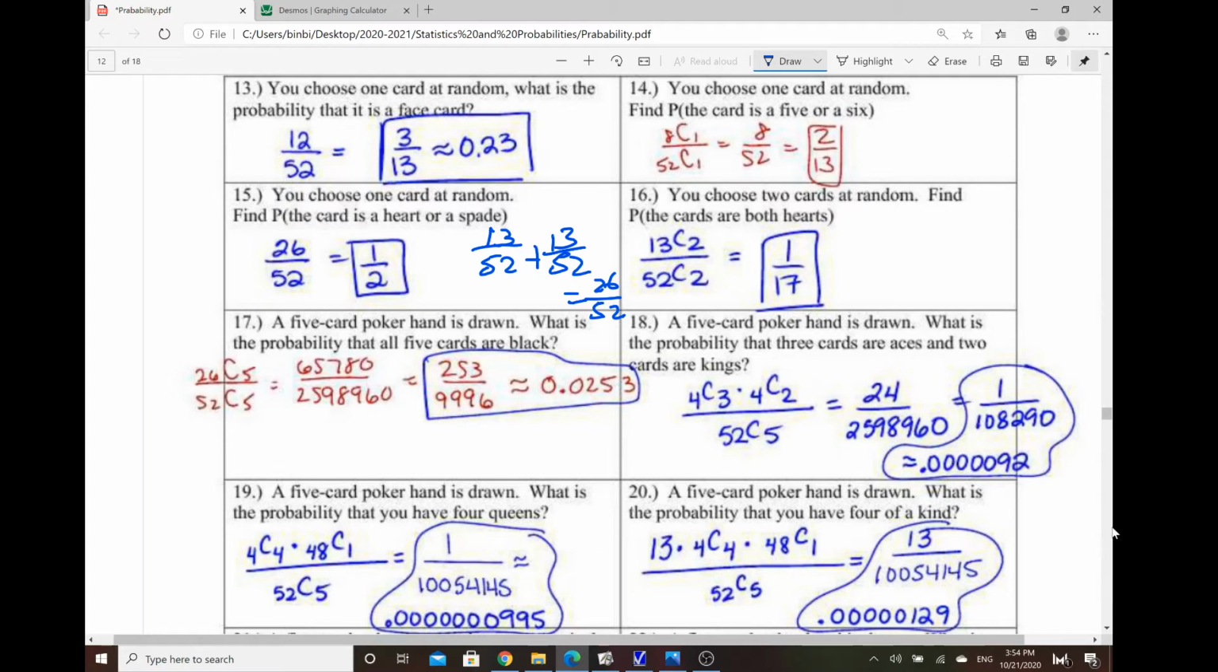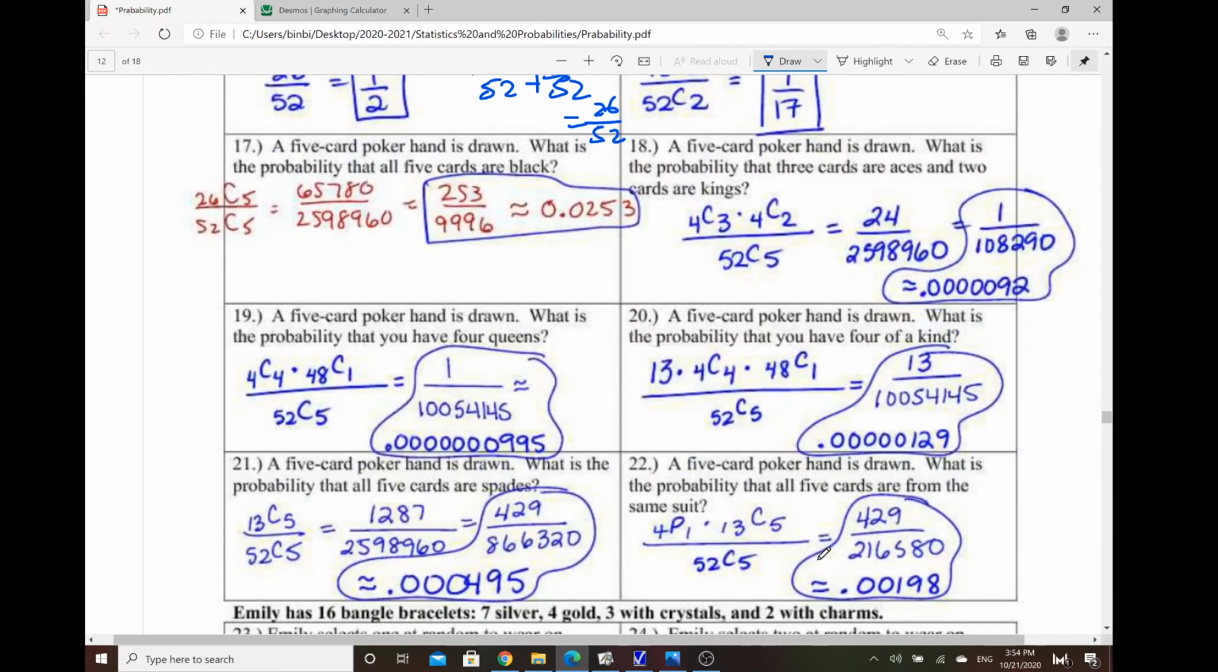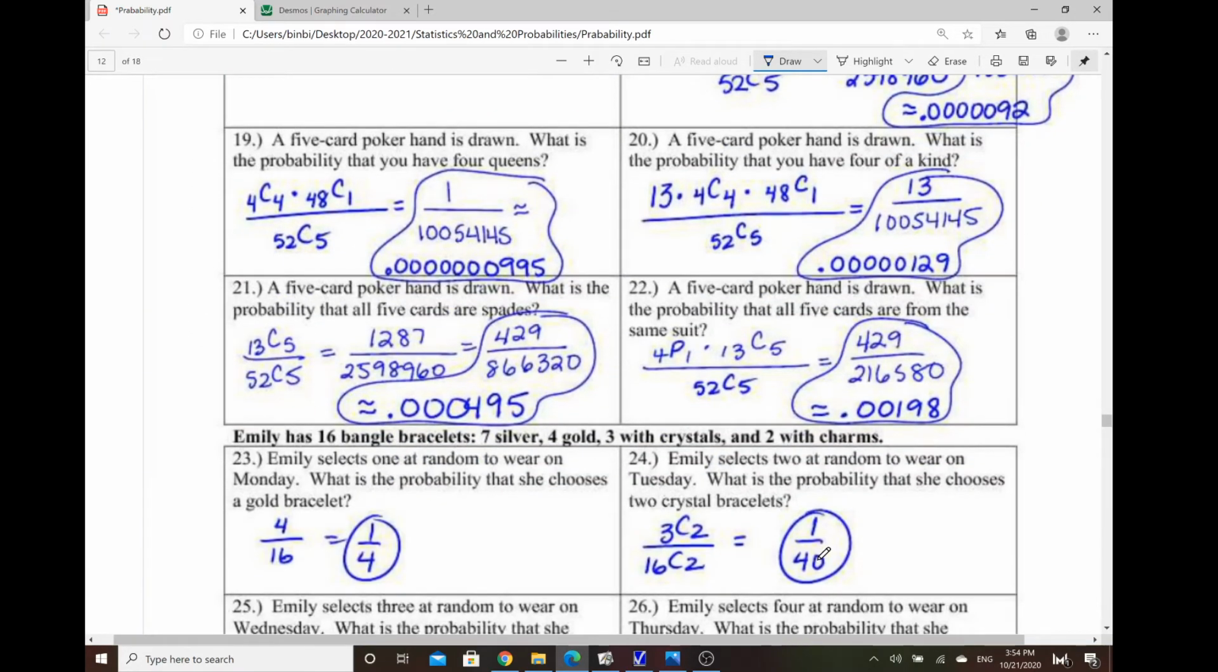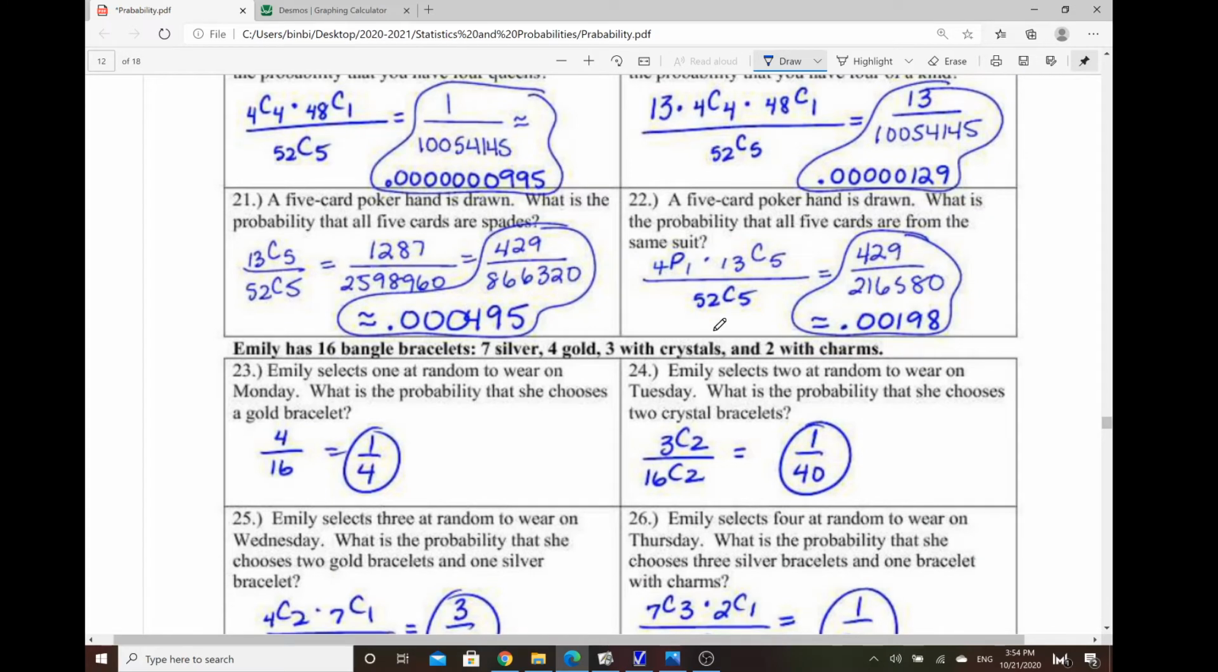Again, for the rest of these, the cards problems are quite similar. And now to look at number 22 here. So a 5-card poker hand is drawn. What is the probability that all 5 cards are from the same suit? So the first thing you want to do is pick one suit first. We don't know what that is. Could be diamond, could be spades, could be club, could be heart. So 4 pick 1.